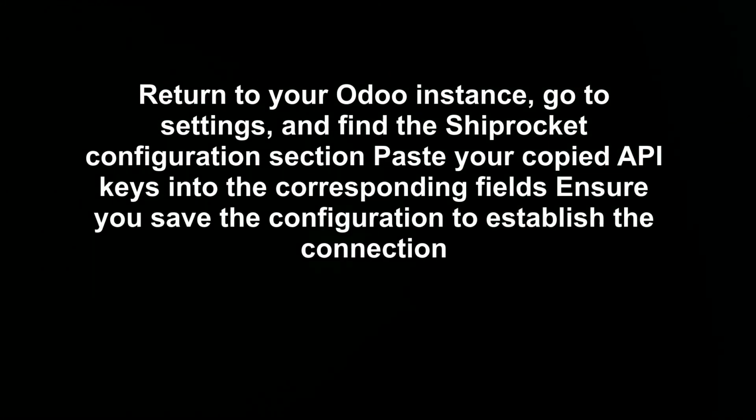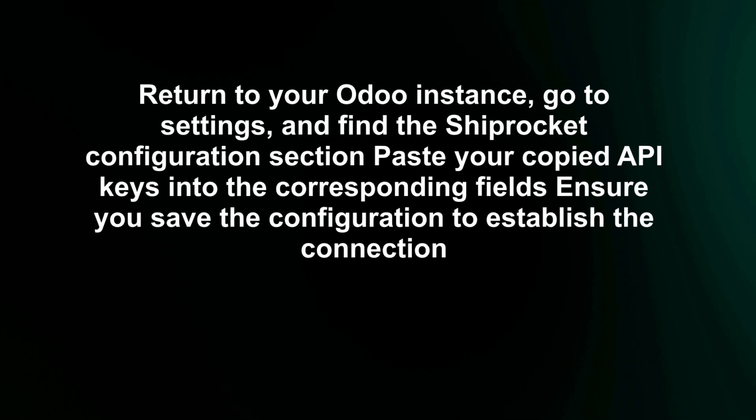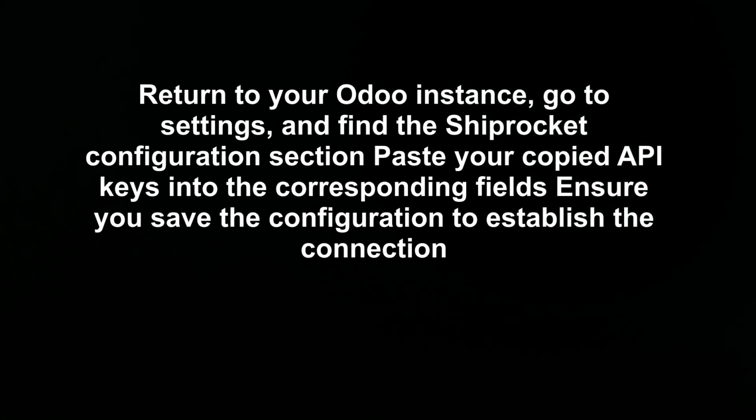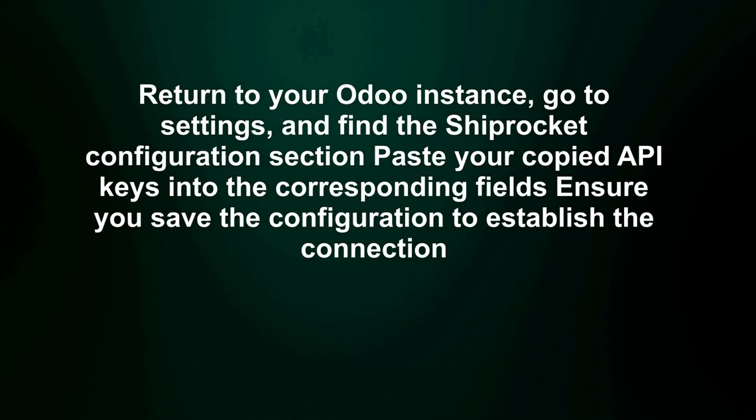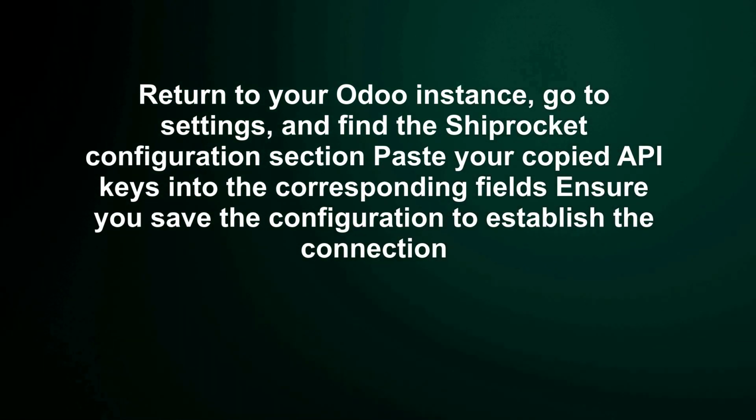Return to your Odoo instance, go to Settings, and find the Shiprocket configuration section. Paste your copied API keys into the corresponding fields. Ensure you save the configuration to establish the connection.